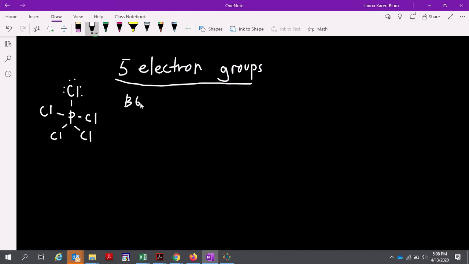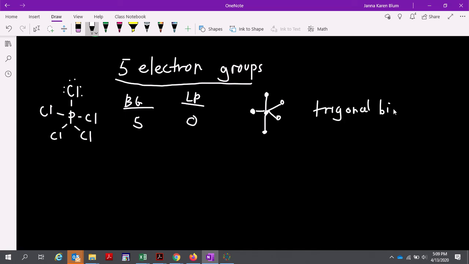We have 5 bonding groups here, 0 lone pairs on the central atom. And we're going to have that trigonal bipyramidal, which I like to draw kind of coming up a line, and then my triangle going around the middle. And so this is trigonal bipyramidal.